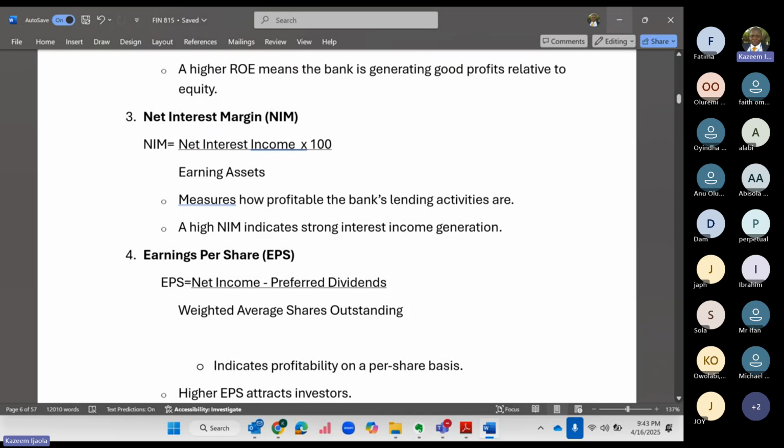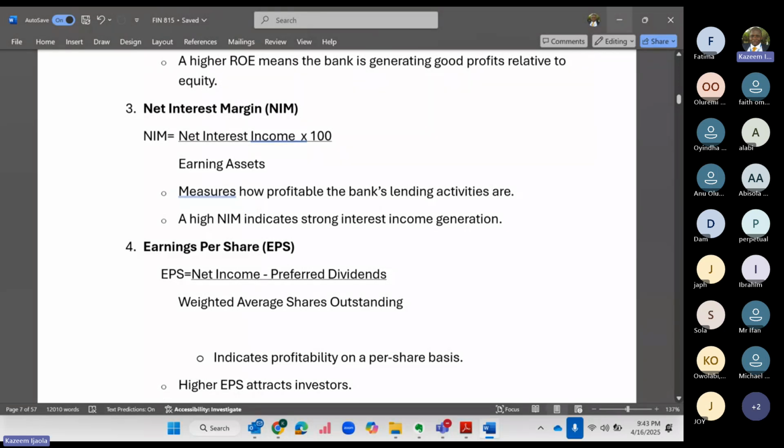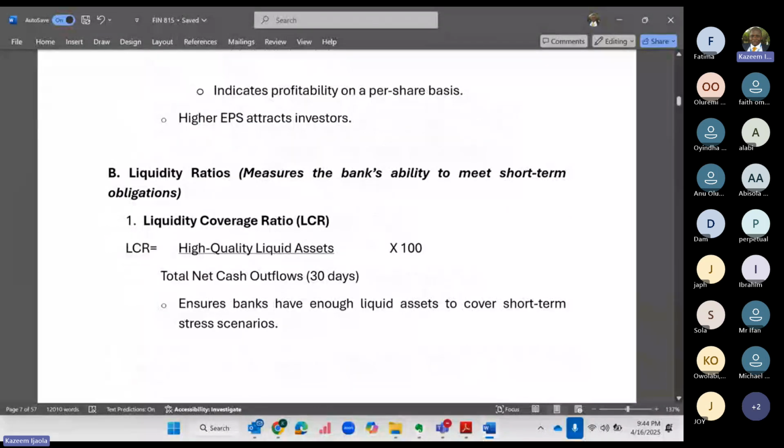Then we have net interest margin. Net interest margin is your net interest income over total assets. Please note that your net interest income is your gross interest income minus interest expense. That is what is known as net interest income. Then you can as well use earnings per share for this. So these are some of the ratios that you can use.